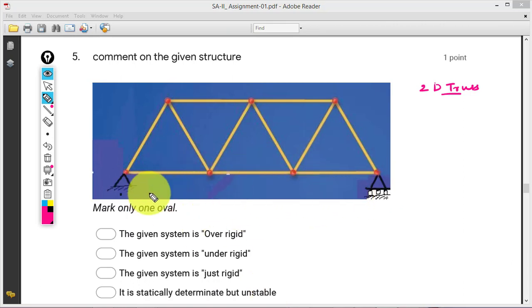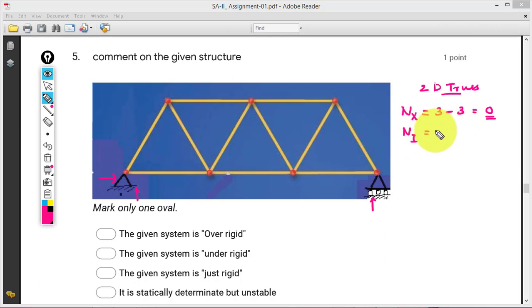If you look at the external support conditions, we have 3 reactions, at support 2 and support 1. If we find the external static indeterminacy of this truss, we get 3 minus 3, which is 0. That means it is externally determinate and also externally stable, because we have 3 reactions, so this 2D structure will be stable. Now let us see the internal static indeterminacy.